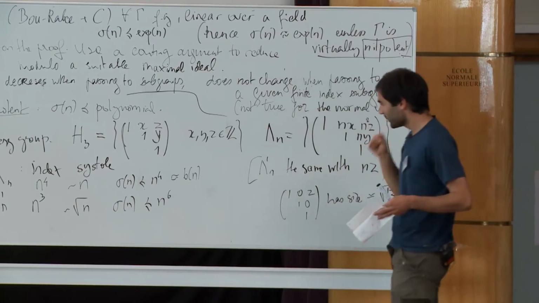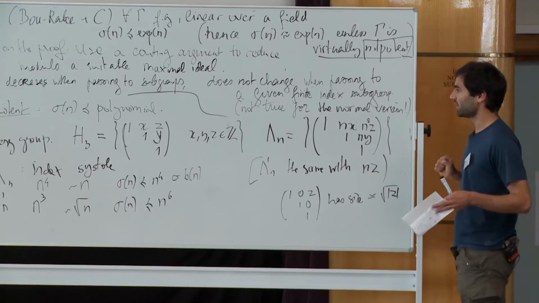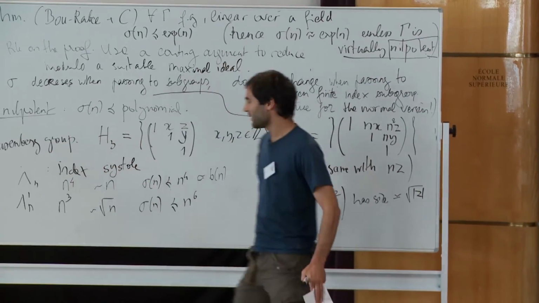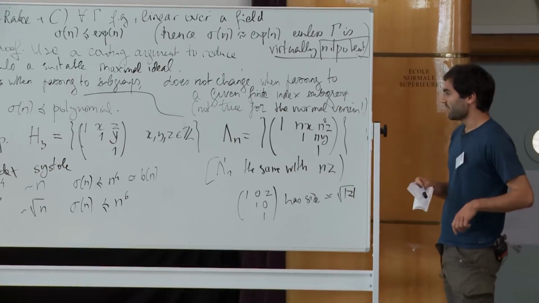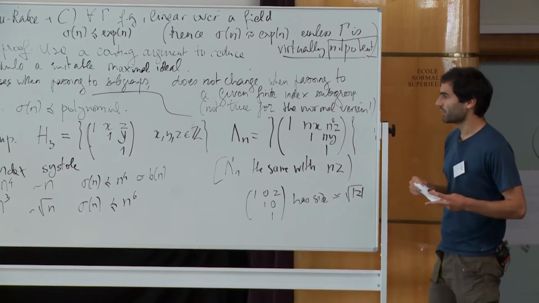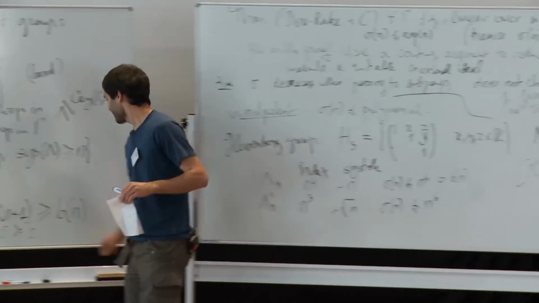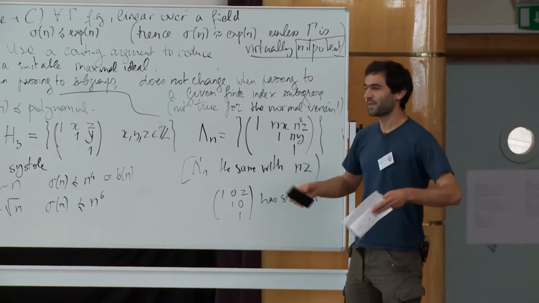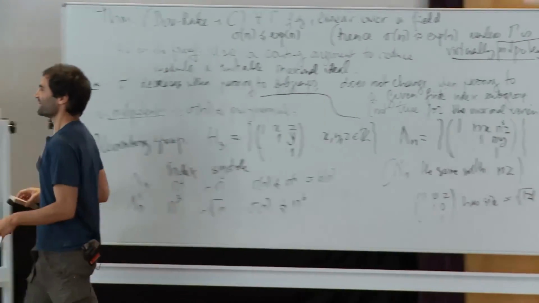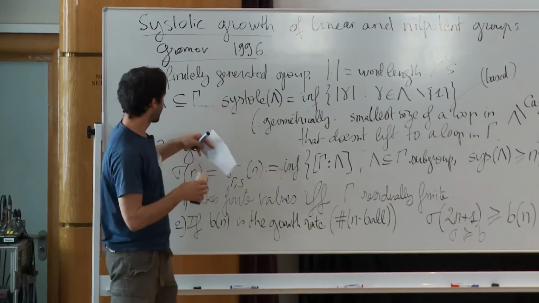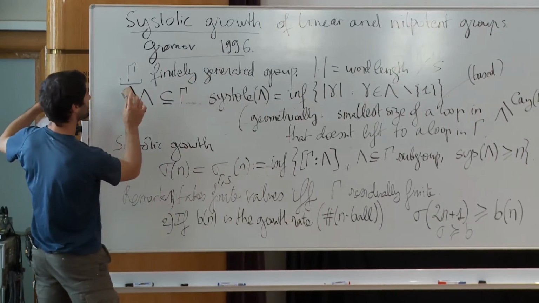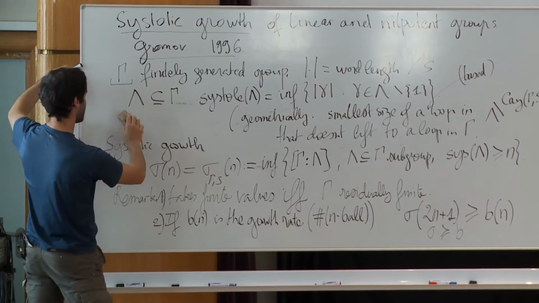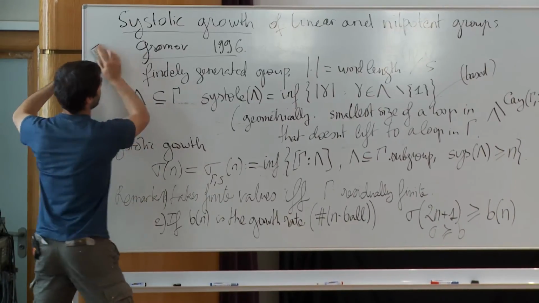And so one question is: for a nilpotent group, when is sigma equivalent to the growth? And in this Gromov paper, he said, oh, it's when the Lie algebra is graded. And so the remainder of the talk will be about this. I want to explain exactly what it means.